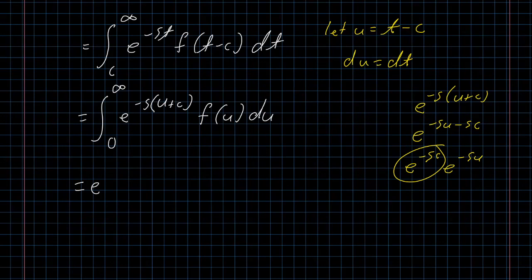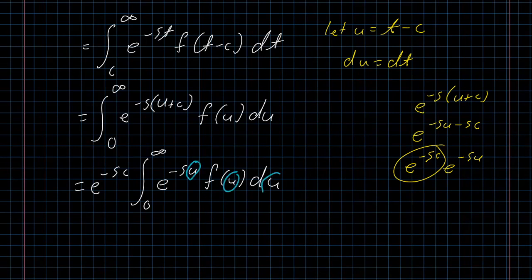I'm going to have e to the minus sc outside of the integral, and then the integral from 0 to infinity of e to the minus su f of u du. It looks a little bit weird because it's u instead of t, but because we are integrating over u, we don't really care what variable we use. It's a dummy variable telling us where we're plugging things in. We're plugging things in here, and we're plugging things in here. And the thing is now called u instead of t, but that doesn't matter.